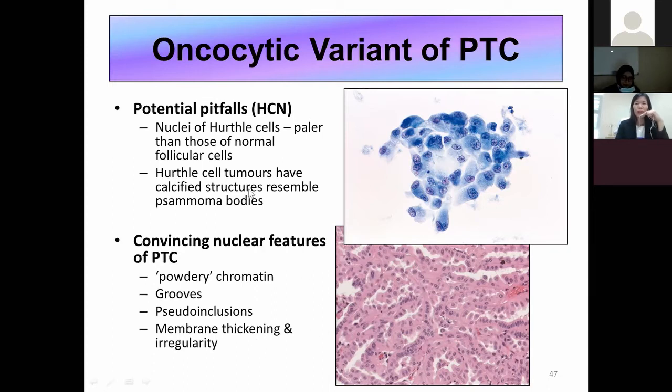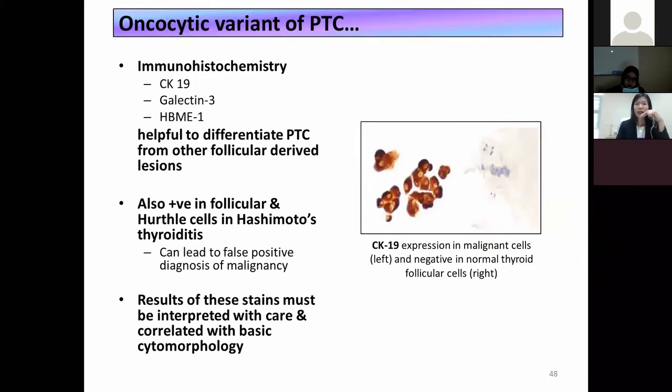So what if we do not see all these features? We will not be too confident to diagnose this entity. And what is worse is the nuclear features of Hurthle cells could be paler, mimicking that of a PTC, which poses a diagnostic dilemma to us as well. And sometimes this Hurthle cell tumor will have calcified structures, which resemble psammoma bodies. But we can always resort to immuno, which I like the most.